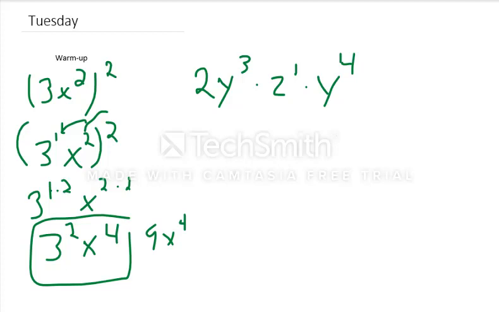All right, for the second one, when we're looking at this, remember our rules apply if they are like bases. The only ones that are like bases are the y's. So those are the only ones that we can combine. We have 2y to the third times z to the first times y to the fourth. We need to combine those to simplify them.